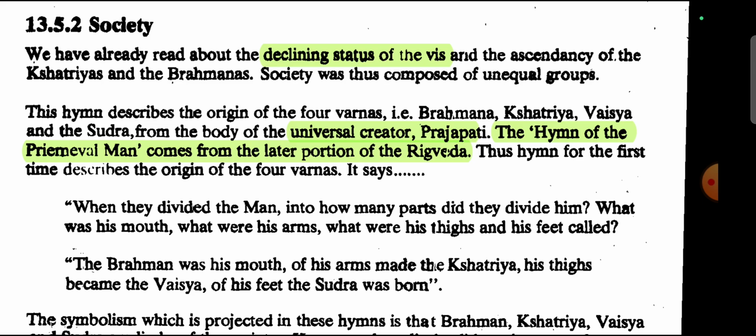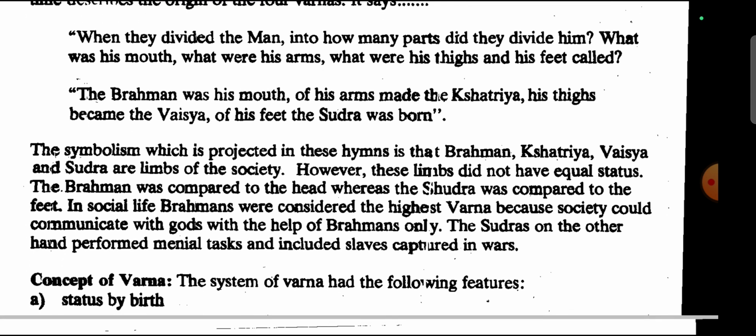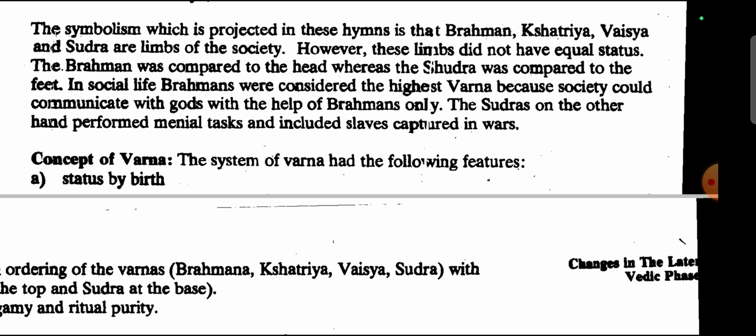The hymns describe the origin of the four Varnas, that is Brahmana, Kshatriya, Vaishya and Shudra, from the body of the universal creator Prajapati. The hymn of the primeval man comes from the later portion of the Rig Veda. Thus, hymns for the first time describe the origin of the four Varnas. The symbolism projected in these hymns is that Brahmana, Kshatriya, Vaishya and Shudra are limbs of the society. However, these limbs did not have equal status. The Brahmins were compared to the head, whereas the Shudras were compared to the feet.